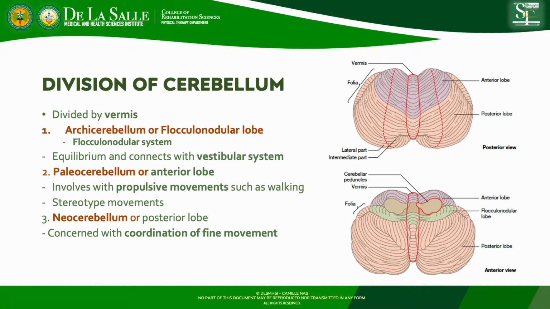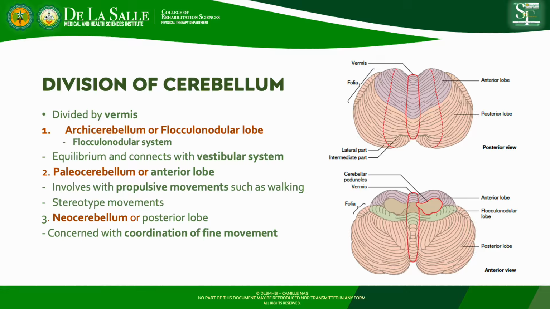Then we have the divisions of the cerebellum, or the lobes of the cerebellum. We have three lobes: your anterior, posterior, and the flocculonodular lobe. What I want you to remember in this slide are the functions of each lobe, because they differ. The flocculonodular lobe is the one responsible for equilibrium and connects with the vestibular system. The anterior lobe is the one involved in propulsive movements, such as walking, or stereotypical movements. So these are alternating, reciprocating movements.